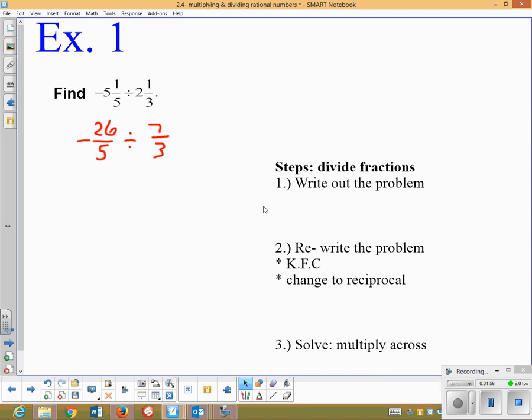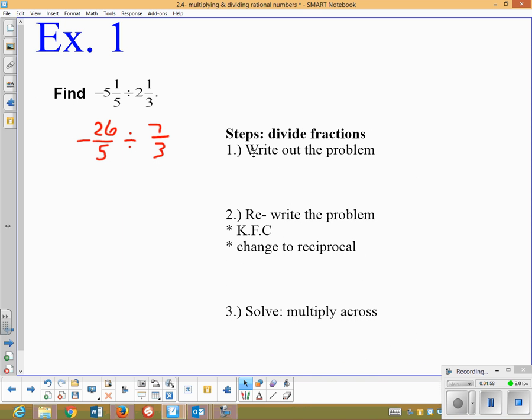I have here some steps that I need you to write down. For our first step, what we did was we went ahead and wrote out the problem by fixing it and changing it into an improper fraction. So make sure you copy down this part and the steps. So that's step 1. Now for step 2, it says we're going to rewrite the problem, but we're going to use KFC. And when we're doing the change part, we're going to make sure that we change the second fraction to the reciprocal. Now, if you remember, reciprocal means we do a flip around. So I'm going to show you over here in our step 2.